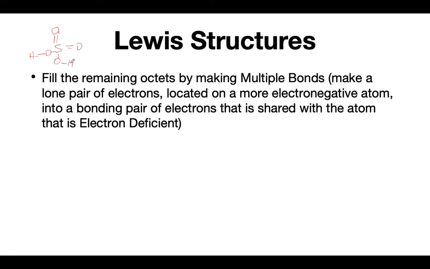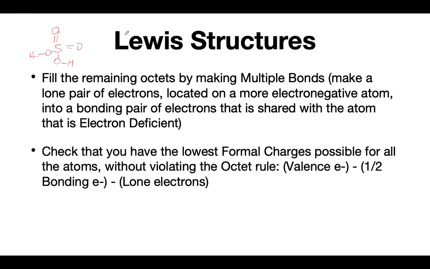Right? So we have that. And check that you have the lowest formal charge possible for all the atoms without violating the octet rules. So what does the formal charge mean? Formal charge is calculated by following the rule: valence electrons minus half of the bonding electrons minus the non-bonding electrons. Let's look at this oxygen.